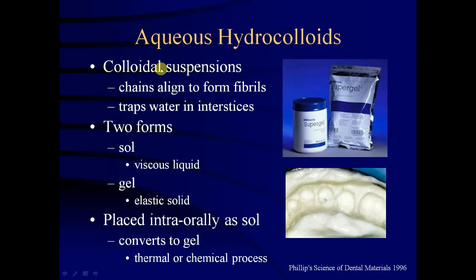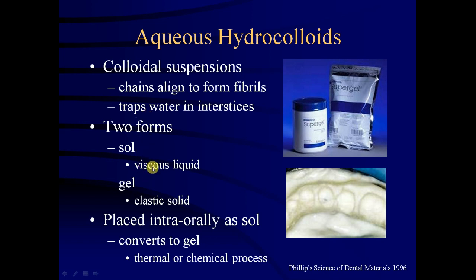Aqueous hydrocolloids include the colloidal suspensions. The chains are aligned to form the fibrils. They trap the water in the interstices. The material imbibes, or traps the water into it. The process is known as imbibition. So aqueous hydrocolloids occur in two forms: solution and gel.